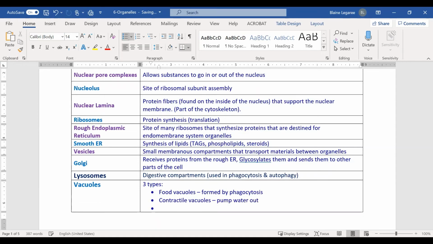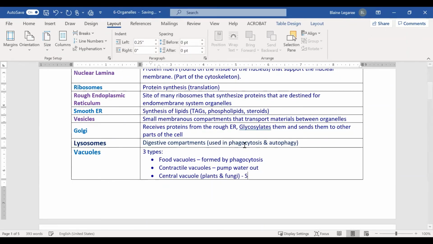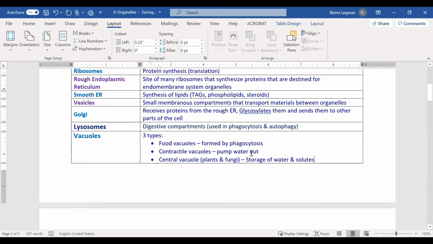And what was the last kind? We had the central vacuole in plants. These are in plants, and there's some found in a lot of fungal cells as well, so I'll put fungi in there as well. So central vacuole, what's its function? Storage of water and solutes. Like I said, it depends on the part of the plant what those solutes might be. It could be sap, could be a pigment, may not be much more than just water.